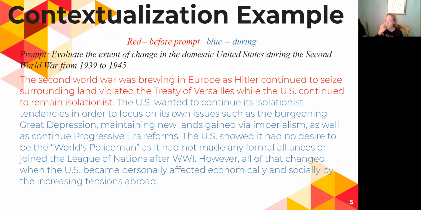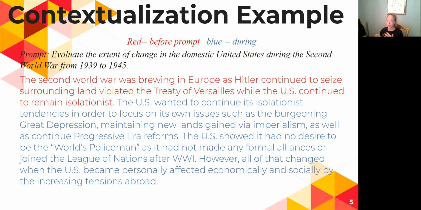So here's an example that does not include the thesis. So this is all the buildup. The red is the before, so a big meaty sentence, and then a few more meaty sentences of the during, which is the blue. The prompt was evaluate the extent of change in the domestic U.S. during the Second World War from 1939 to 1945. It's giving me the bookend dates of the during. So basically anything before 1939, just before that, is fair game. So just before that, what's relevant? What is the U.S. doing in those years?